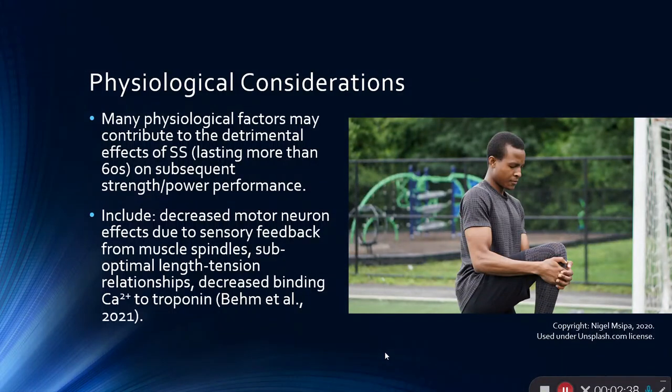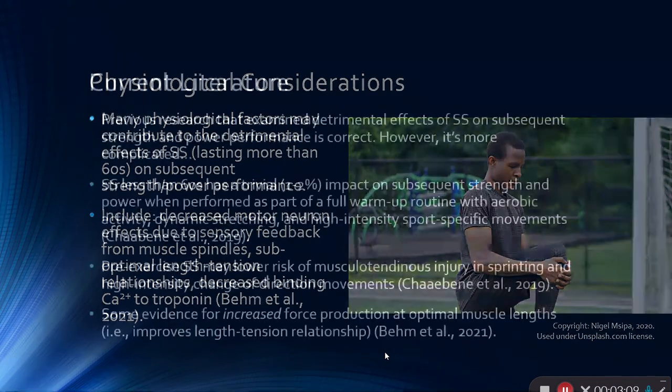The physiological factors that underlie static stretching's detrimental effects on subsequent strength and power performance, especially when that static stretching is done for longer than 60 seconds, are numerous. Some of those factors that have been proposed include decreased motor neuron effects from sensory feedback from a stretched muscle spindle, suboptimal length-tension relationships, as opposed to the optimal ones that might also occur, and decreased binding of calcium ions to troponin, thereby limiting myosin's ability to bind to actin.